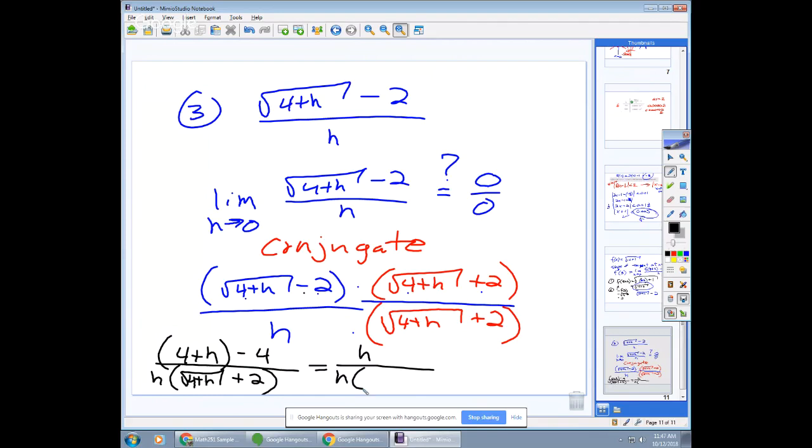Since h is connected by multiplication at the bottom, I can cancel that, correct? And remember, what does canceling really mean? Canceling means I have a number divided by itself, which is 1, so there's a 1 in the numerator. So this is 1 over the square root of 4 plus h plus 2. So I did some algebra, now I try to take the limit again. What happens as h goes to 0 here?